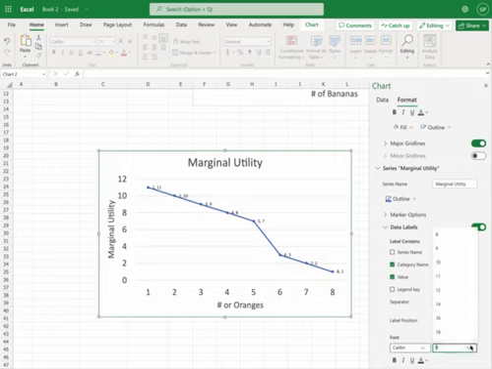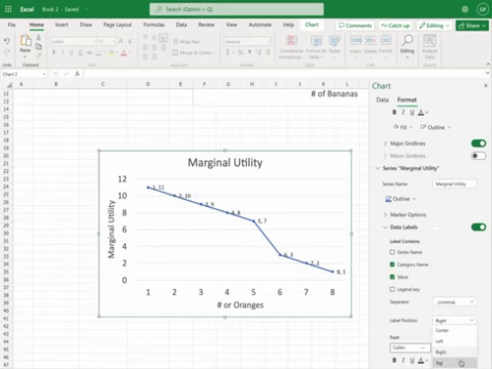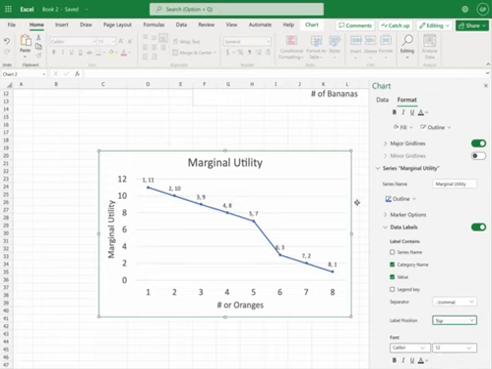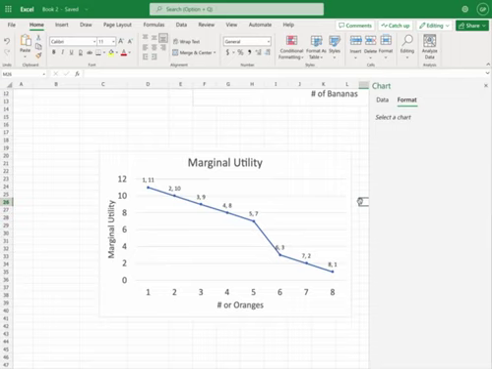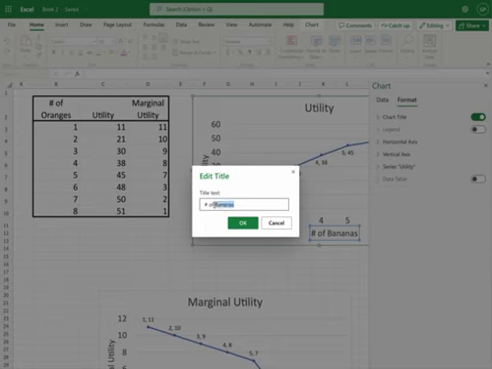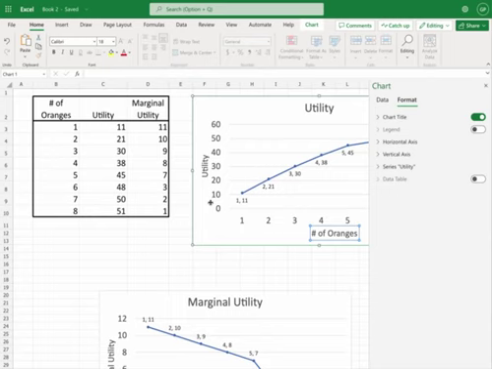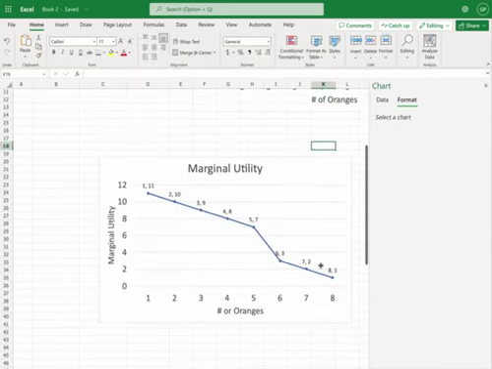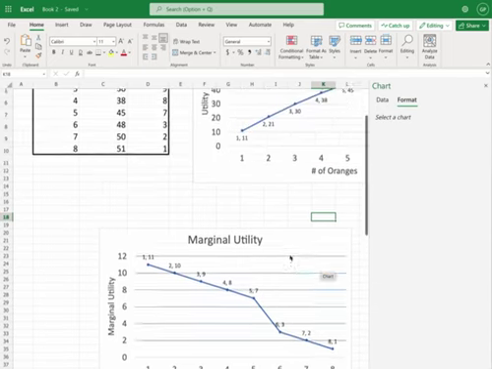And what did I do? Make it 12 previously, and let me put it above, on top. There you go. Was it number of oranges? Number of bananas. I'm sorry. I mistakenly put bananas here when this should have been oranges. Excuse me. Unfortunately, when you get older, you do stupid things like that. My apologies for that. So you can see, for marginal utility, we did the same exact process.